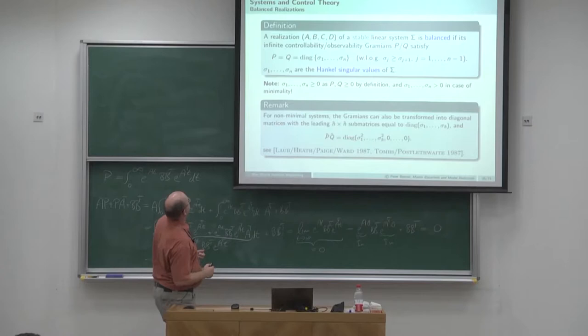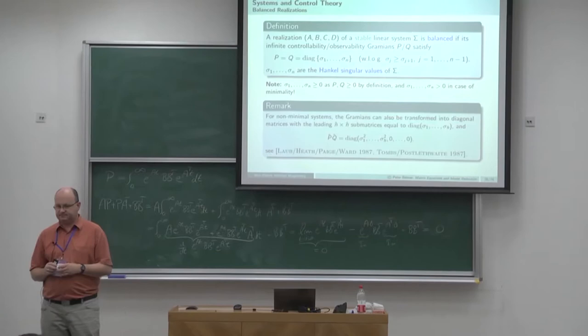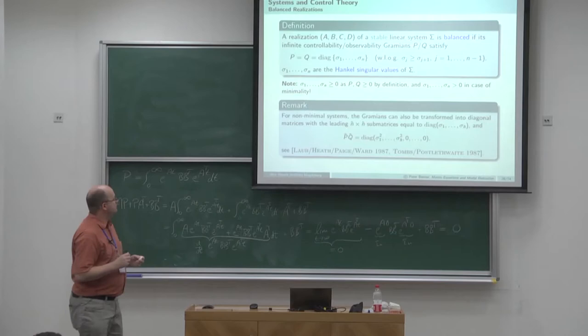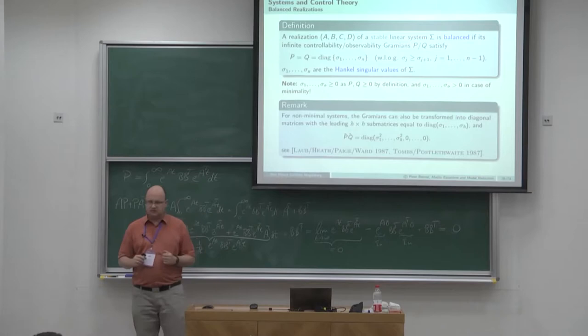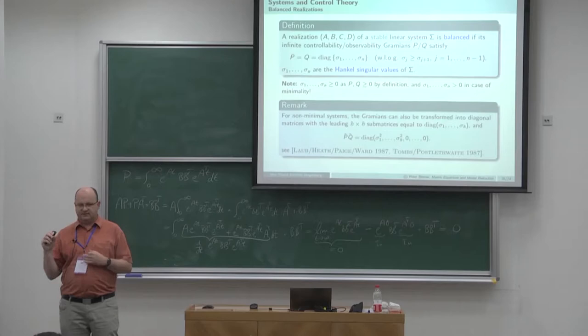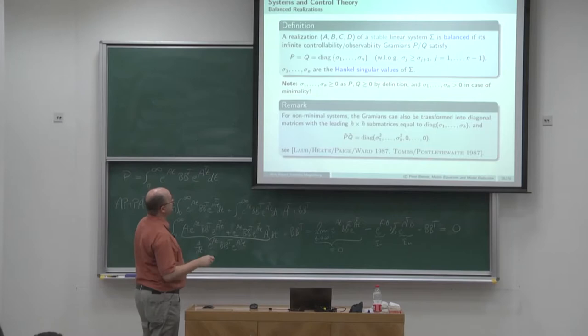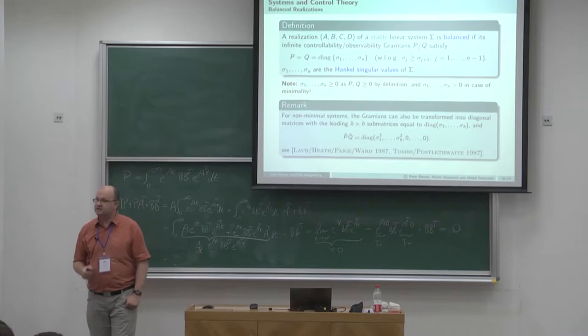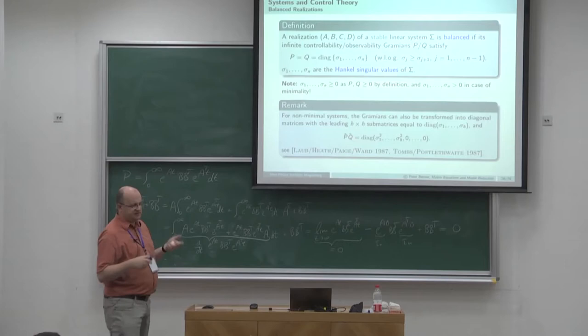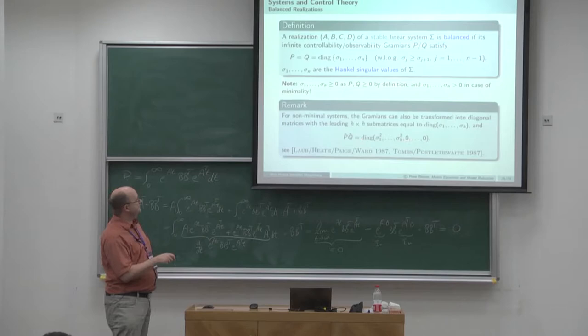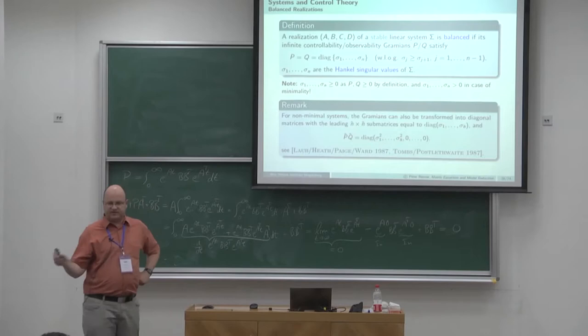Apart from that remark, what happens in the non-minimal case? For the assumption that there exists a balanced realization, we used the assumption of minimality. And if the system is not minimal, a balanced realization doesn't necessarily exist. But what you can show, and that was proved in two independently derived papers in 1987 by these authors, is that for non-minimal systems, you can always find a quasi-balancing transformation so that the product P hat Q hat comes out in this form. And n hat here is the Macmillan degree of the system. So the Hankel singular values of the system are n hat positive numbers plus a bunch of zeros.